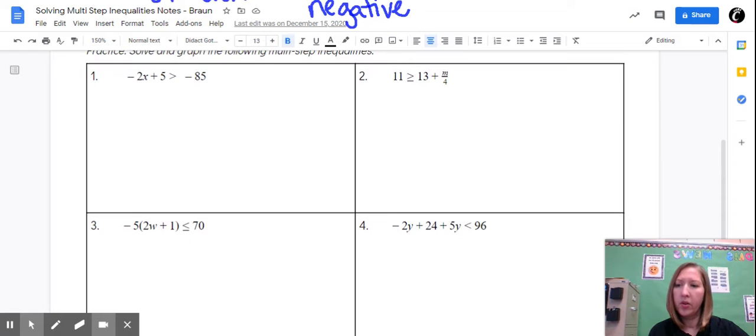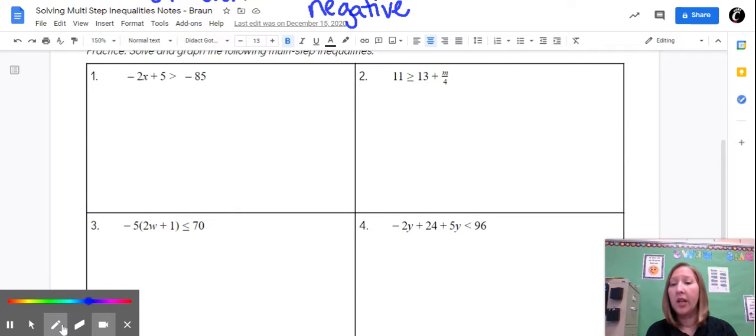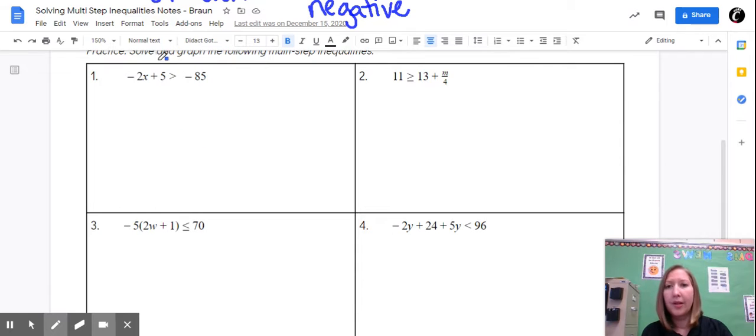All right, so this first one here, we have negative 2x plus 5 is greater than negative 85. So we want to remember, just like we were doing with the line down the equal sign, we're still going to draw our line down our inequality symbol, just so we know that whatever we do on one side, we have to do on the other as well.